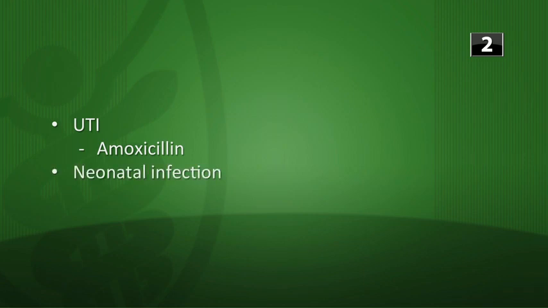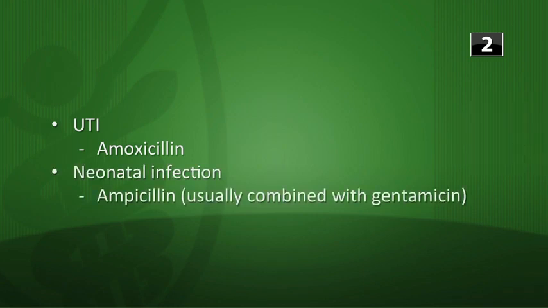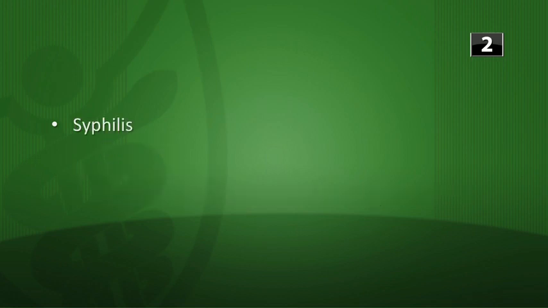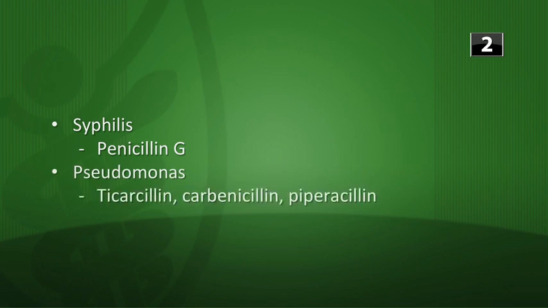Next question. Which penicillin drug would you use given each of the following infections? So first we have a UTI, and you might want to use something like amoxicillin because it has better gram-negative coverage. Neonatal infection, you're probably going to use ampicillin, usually combined with gentamicin. Syphilis, you're going to use good old-fashioned penicillin G. For Pseudomonas, you're probably going to use something like ticarcillin, carbenicillin, or piperacillin.